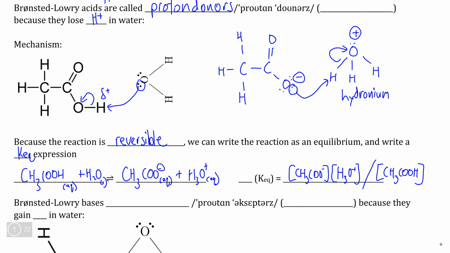And as a consequence of this, just like how we use a different spelling of Keq for solubility equilibrium, because this is an acid equilibrium, we can refer to this by the equilibrium constant Ka, A of course referring to the fact that this is an acid ionization.